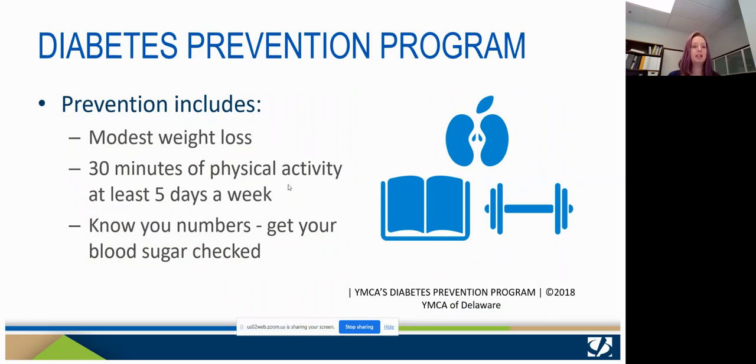It's a little bit of physical activity. It's at least 30 minutes of physical activity 5 days a week, with the program goal being 150 minutes of physical activity per week, and then understanding their blood sugar numbers. So it's one thing to go and have routine blood work. It's another thing to look at that and then have a meaningful conversation with the healthcare provider about what those blood values mean.